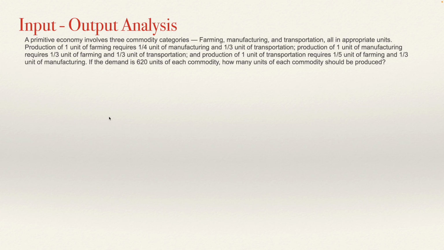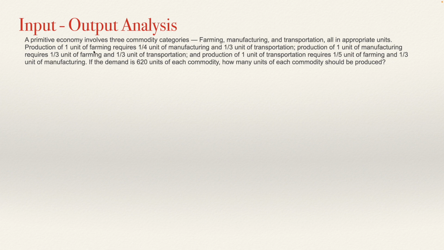I will be explaining a problem that will be an application of the Wassily Leontief theory. So this will be an input-output analysis problem. The problem says, a primitive economy involves three commodity categories: farming, manufacturing, and transportation, all in appropriate units.